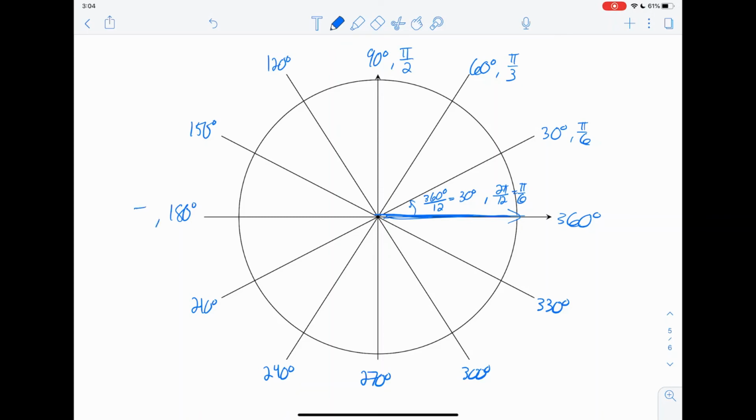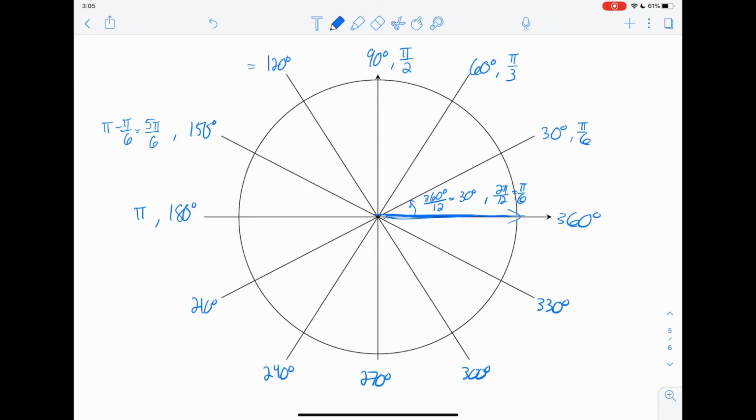180, for example, is pi. And so if you want to know what the radians were for 150 or 120, you could just keep adding pi slices, or you could also think of it as a half a pi and then subtracting pi slices. So the 150 here could be thought of as half a pi minus a pi slice, which would turn into 5 pi over 6.